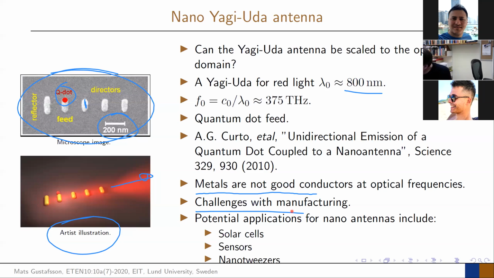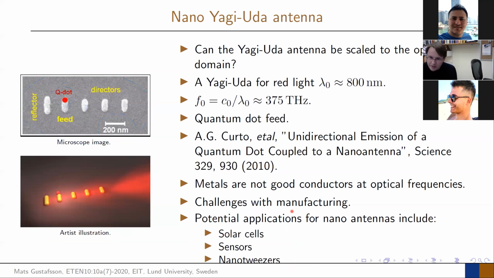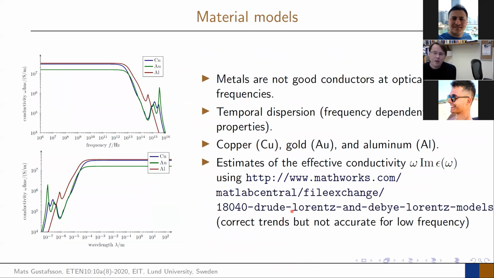But there is a lot of potential use of this, because these can be used for other things than, for example, wireless communication. Solar cells, sensors, and nano tweezers, where you can touch individual atoms and molecules and so on. There's a lot of work going on in these directions, and the Yagi-Uda antenna shows up there. The materials are the hard thing, and I will come back to that a little later in the course. As I mentioned, these are not really good conductors.